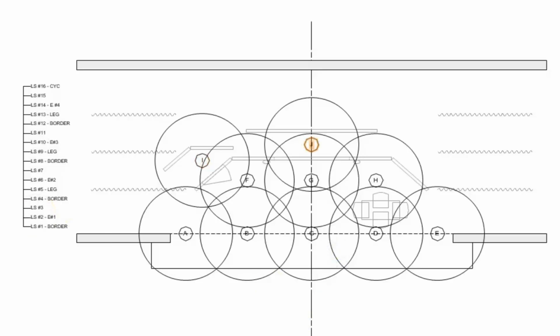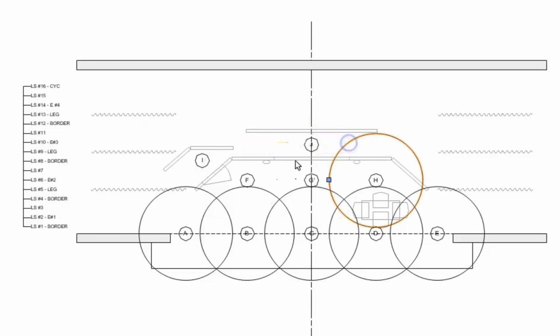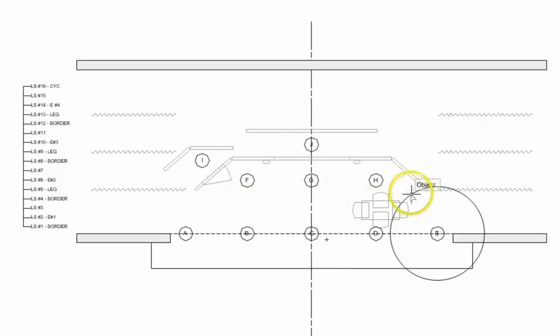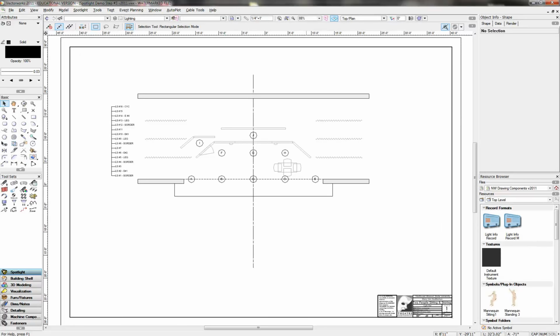Now we can get rid of these circles. I'm just going to delete them. They've served their purpose, they've served it well, and now they can go away. And we are left with a nice, evenly distributed set of lighting areas.